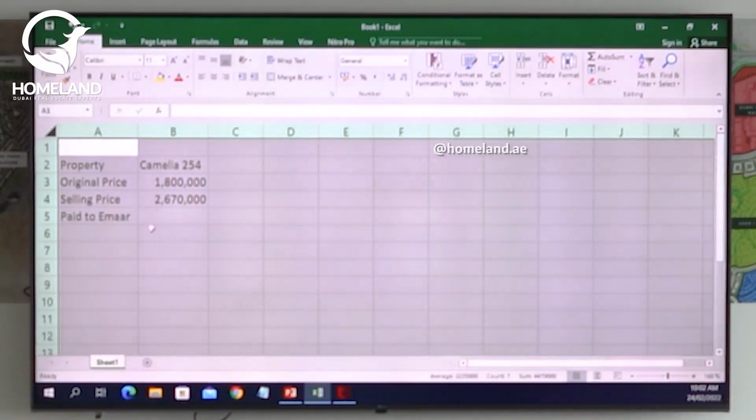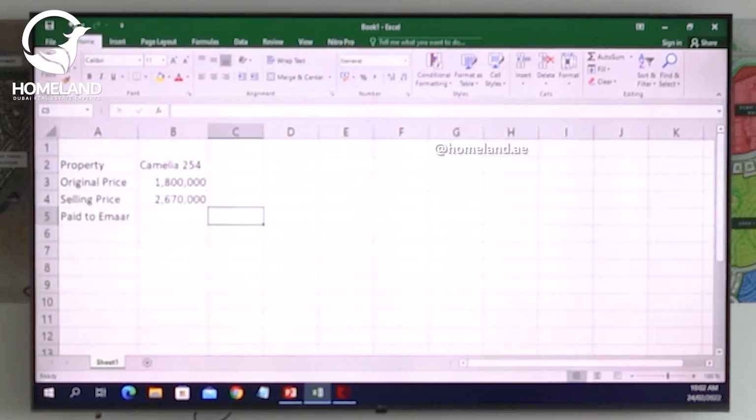Paid to Emaar, how much? How many percent? 40%. So I don't want to calculate. If it's exactly 40%, I can say equal to this multiplied by this, and it'll calculate for me. Or I have to go back to the statement from the seller to make sure how much exactly has been paid, because this might be a little less or more, 1000 dirhams more or less.